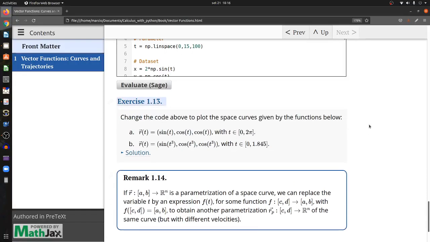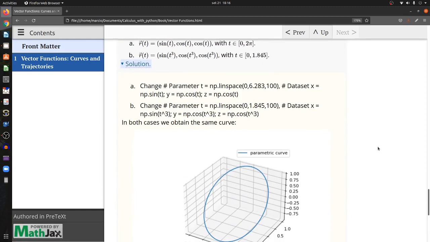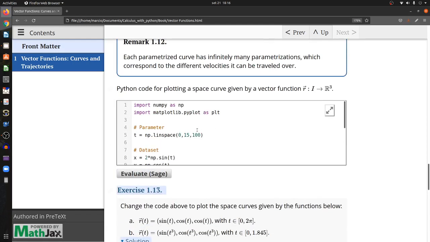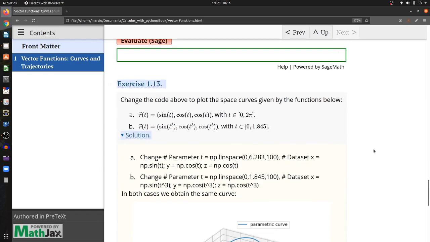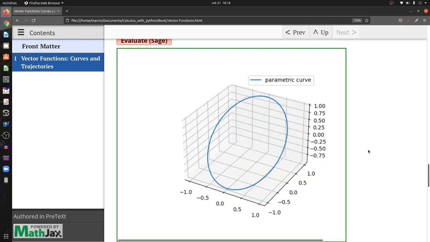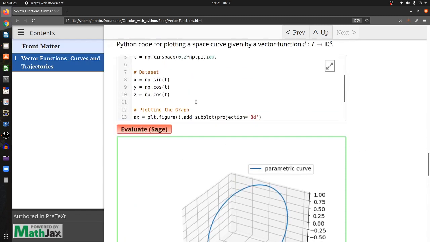Exercise. Change the code above to plot the space curves given by the functions below. For this exercise we need to change the domain, and we do this by changing the parameter t equals np.linspace from 0 to 6.283, or 1.845, and the dataset x, y and z to the respective sine and cosine. Both cases show an inclined circle.